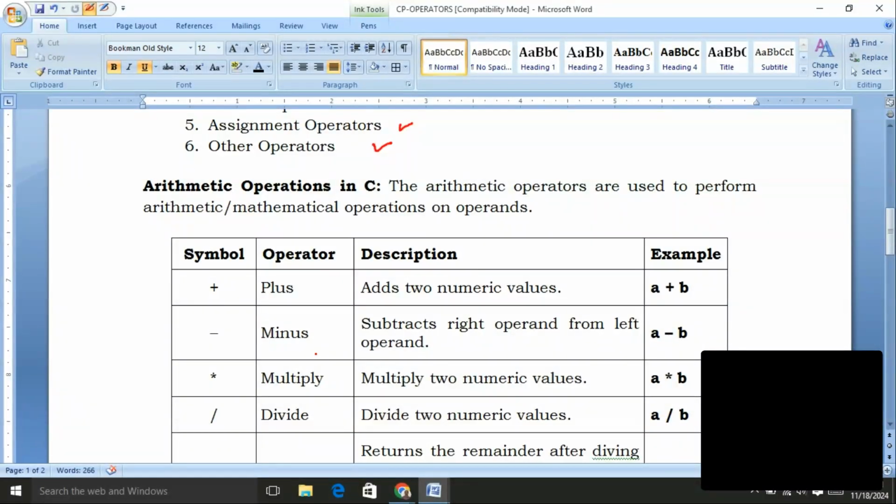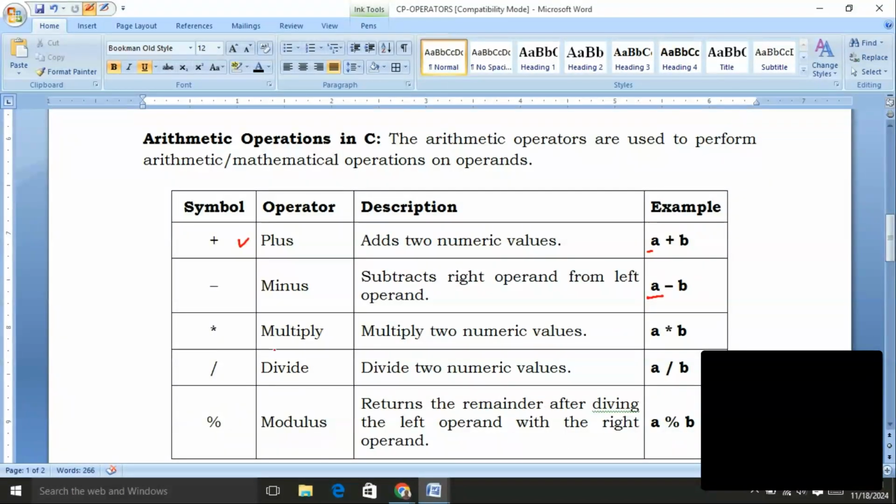This is the plus symbol. We know that we use this for addition of two numerical values. I have also written the example, and minus. This is also not a problem. From our childhood onwards, we know that a minus b is to subtract two numbers. Multiplication: in general mathematics, we use the x symbol, but here we use asterisk, or generally people call it a star symbol, to multiply.